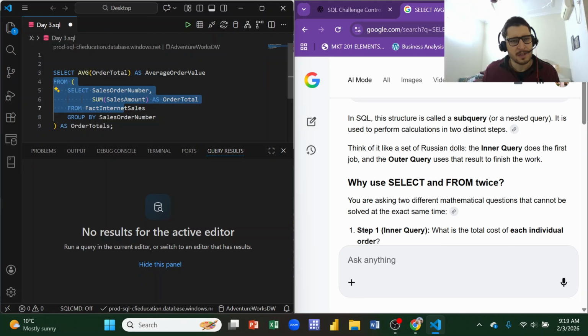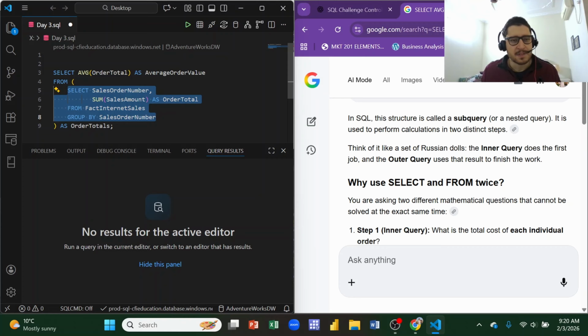This is the inner query which I've highlighted. It does the first job, and the outer query uses the results to finish the work. You understood it? Let me read it again. Think of it like a set of Russian dolls. I don't know what a Russian doll is. So the inner query does the first job.